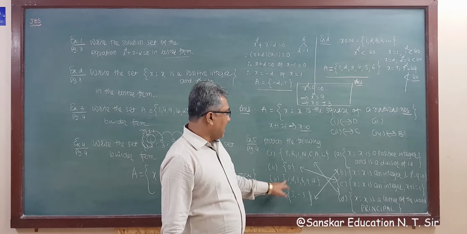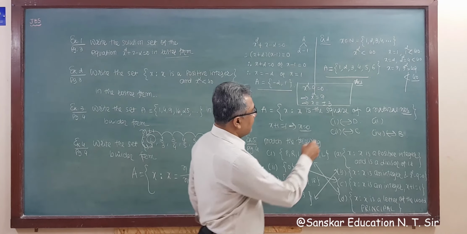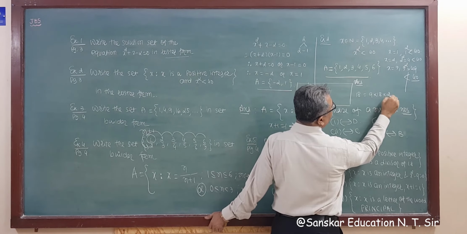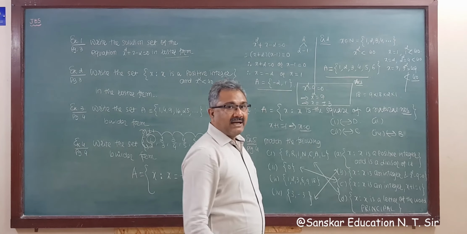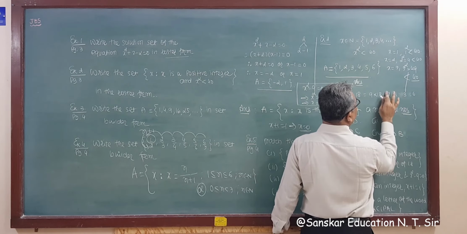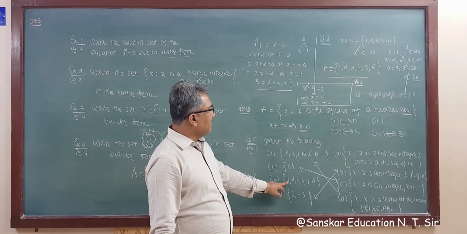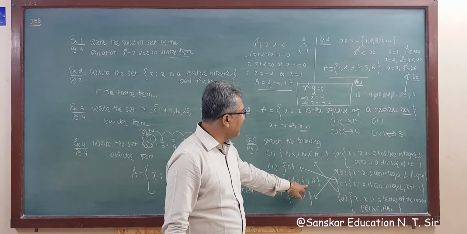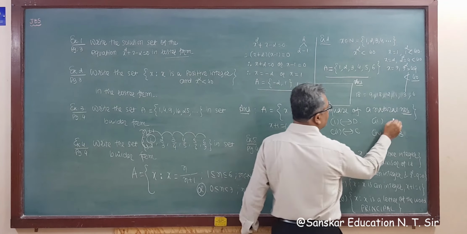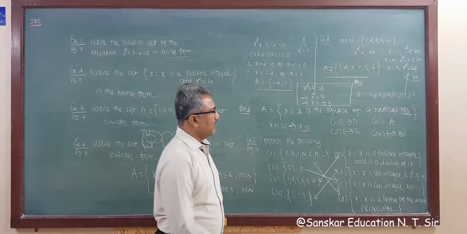Then third, x is a positive integer and is a divisor of 18. So the divisors of 18 are 9, 18, 2 and 1. Right? And 3 and 6 also. So 3, 6, these all are divisors of 18. See, 1, 2, 3, 6, 9 and 18. So this is the correct answer. So 3 corresponds to A.